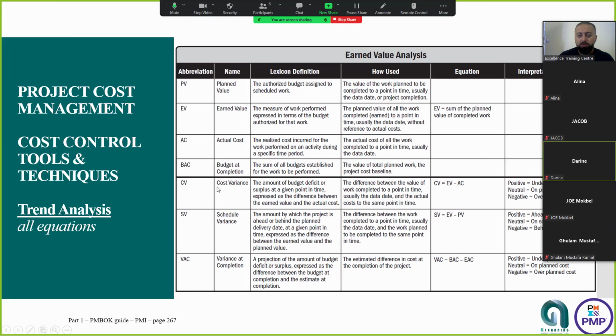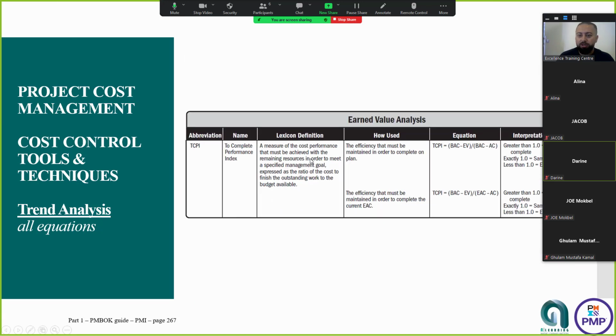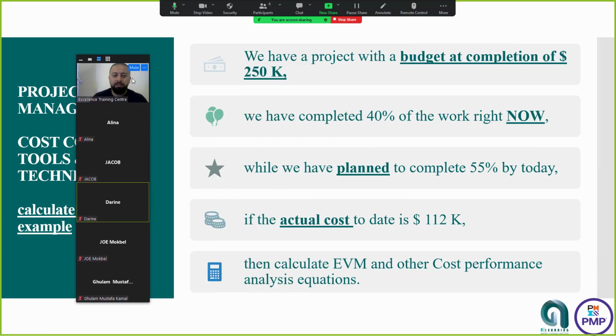I'm looking for an example. Those are assumed conversions, so you can refer to them, guys. Those are very good for your exam. Those will help you to solve questions. So the question is, we have a project with a budget at completion of 250K, and we have completed 40% of the work now, while we had planned to complete 55% by today. Are we ahead of the project or behind the project? We are behind, correct? Because we have planned 55 and we have completed 40.